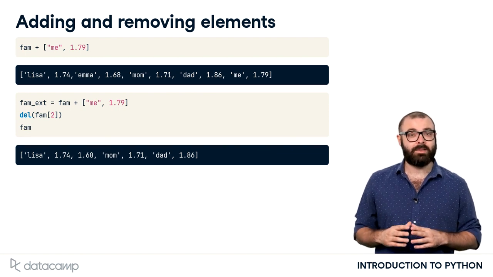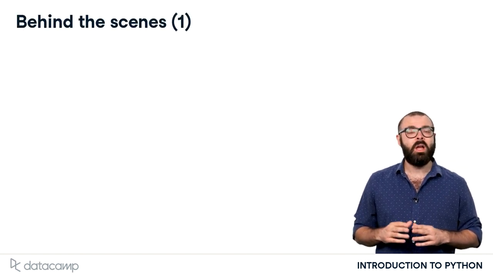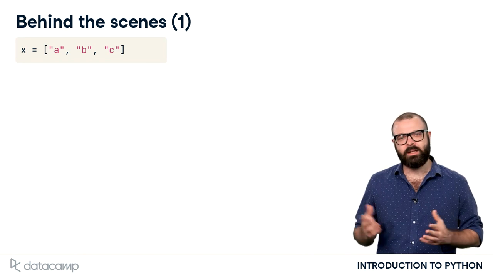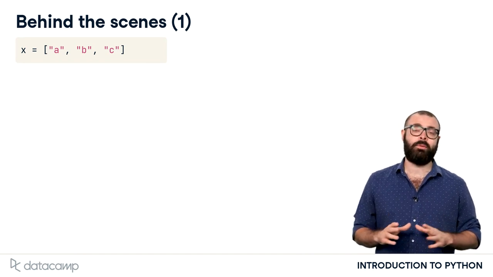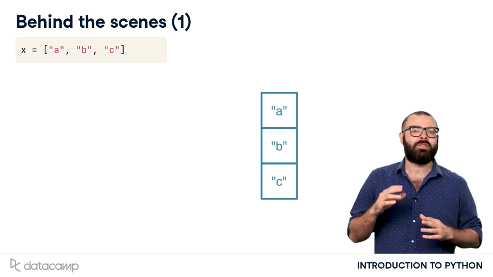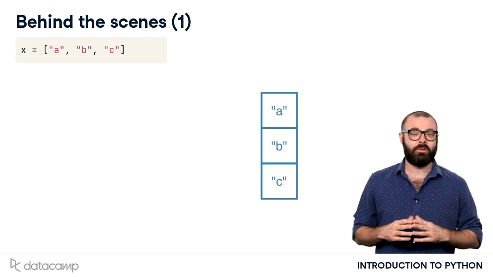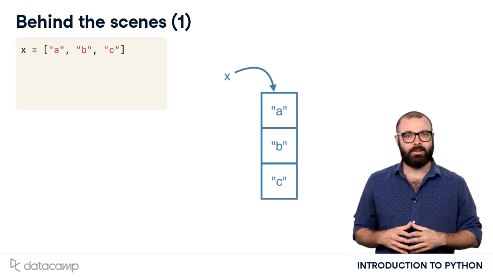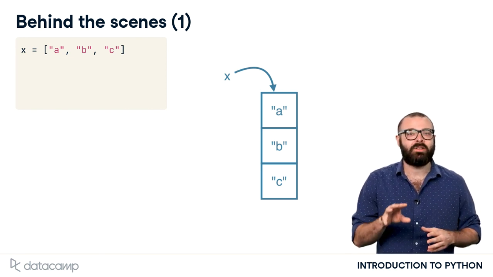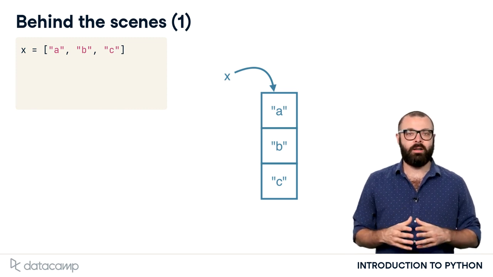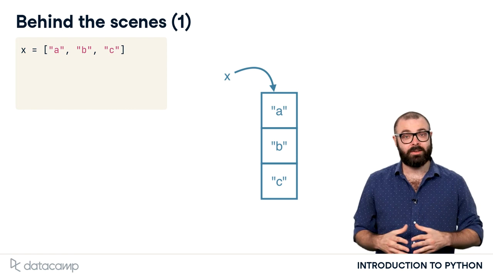Understanding how Python lists actually work behind the scenes becomes pretty important now. What actually happens when you create a new list, X, like this? Well, in a simplified sense, you're storing a list in your computer memory and store the address of that list, so where the list is in your computer memory, in X. Now this means that X does not actually contain all the list elements. It rather contains a reference to the list.